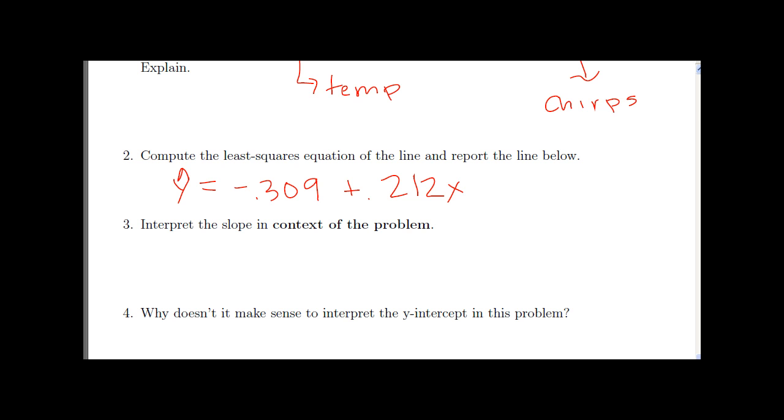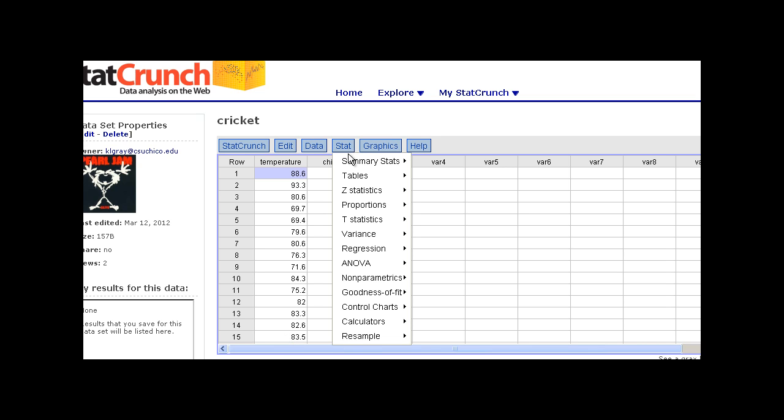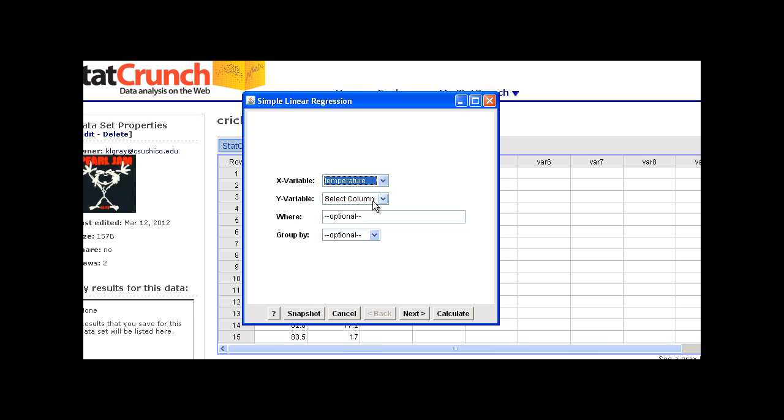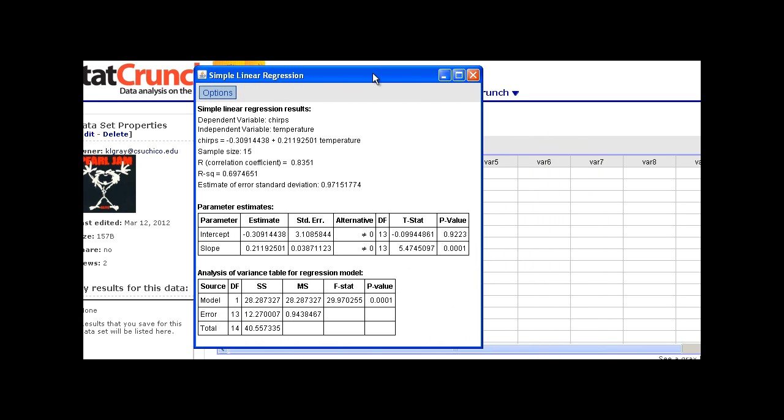Oh, let's do that in StatCrunch too. So if I come over to StatCrunch, I have the data entered already. I can go to Stat, then Regression, Simple Linear. And we said the x is temperature, the y is chirps, and then I'm going to hit Calculate. Okay, so here's my equation of the line. They use the actual variable names in there, but we have this y-intercept and the slope. They're also reported down here. Correlation coefficient as well.